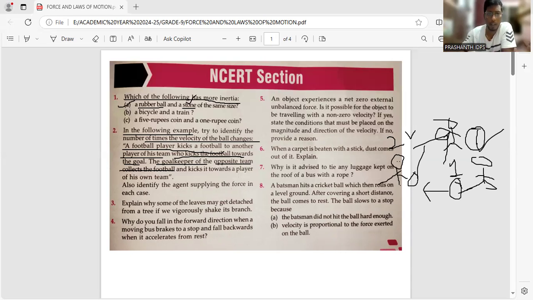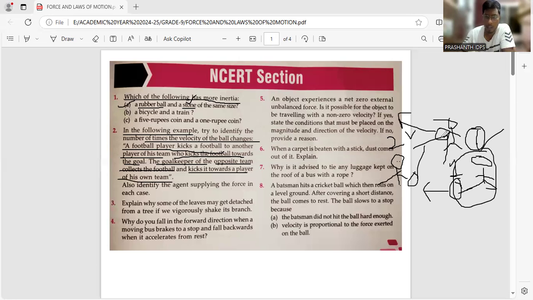And the fourth one, what he's doing, kicks it towards a player of his own team. Now the goalkeeper, after collecting the football, is kicking it towards another player of his own team. Now you see how many situations there are. First, a football player kicks the football towards another player of his own team. Then velocity is changing when he's kicking. Secondly, the second football player kicks, and velocity is changed towards the goalkeeper.